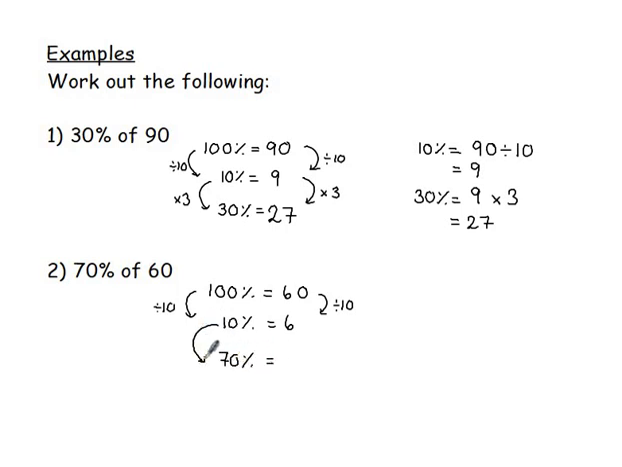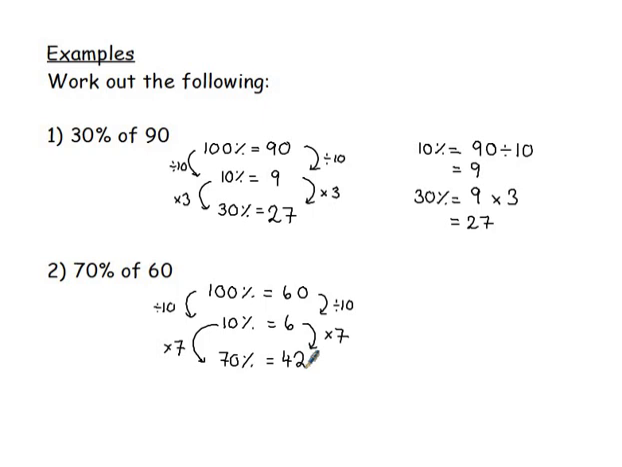10 to 70%, we need 7 lots of 10 to get to 70%, so we need to times it by 7. So we have to do the same here, so 6 times 7, so we can use 6 6s are 36, and add another 6 on to take us to 42. So 6 times 7 is 42.